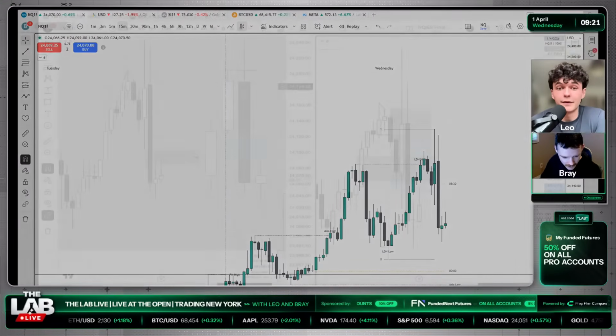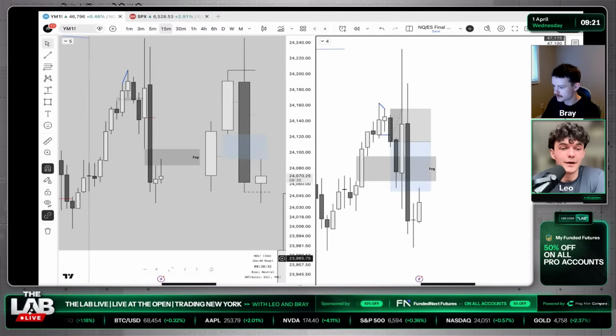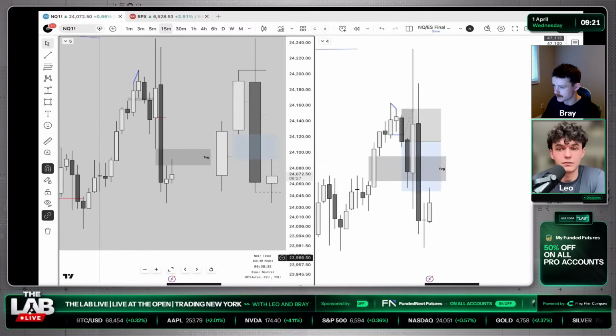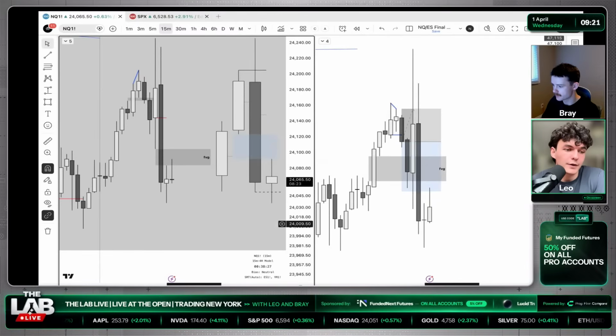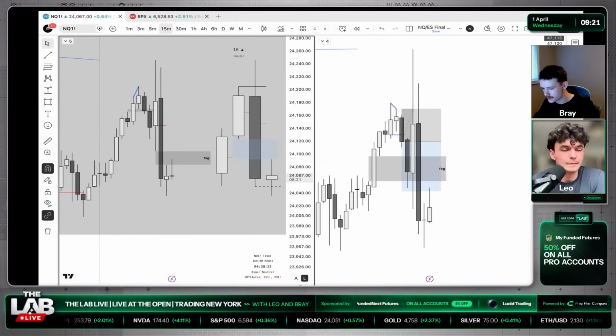Also, we're seeing a nice 15-minute reaction from this fair value on Nasdaq here. Yeah, very nice indeed. Kane has not been a banger trade for me. I'm sure Kane is probably short.